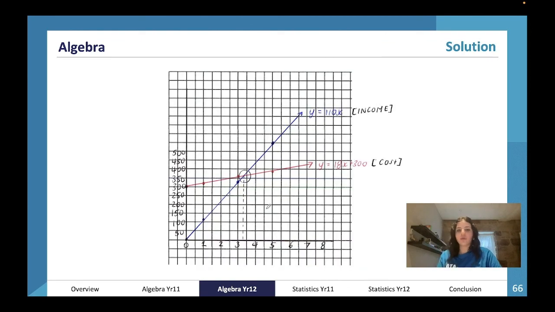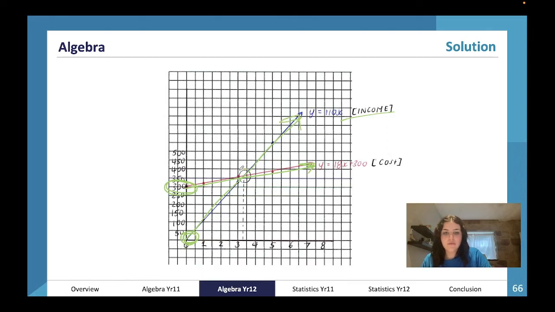We now need to draw these onto a graph. So have a look at our y equals 18x plus 300. This is our cost. Our intercept is 300. We draw out a line for $18 per cost of each pair of shoes being developed. Our income always starts at 0 because you don't have any intrinsic income, times 110 for every pair of shoes sold.